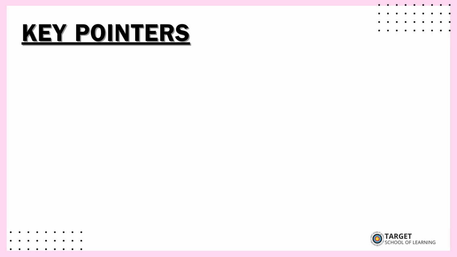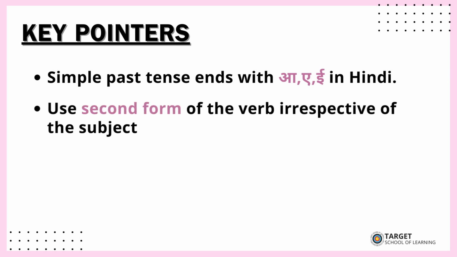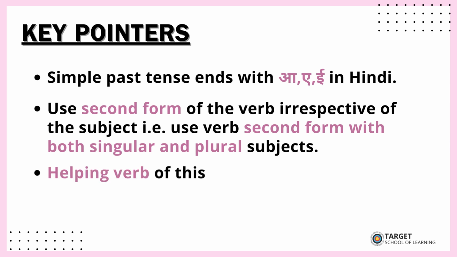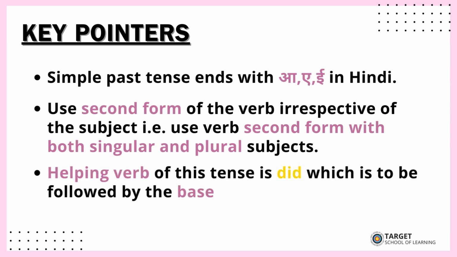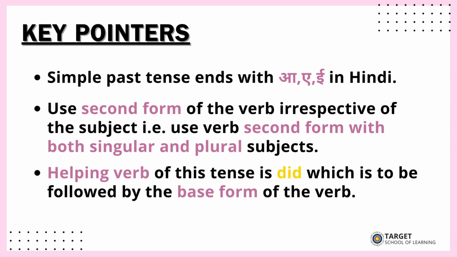Let's sum up this tense. This tense, simple past tense, ends with a, e in Hindi. Use second form of the verb irrespective of the subject, that is, use verb second form with both singular and plural subjects. Helping verb of this tense is did, which is to be followed by the base form of the verb. This is the biggest blunder in English. People usually use second form of the verb with did, which is absolutely incorrect. So don't do this error.